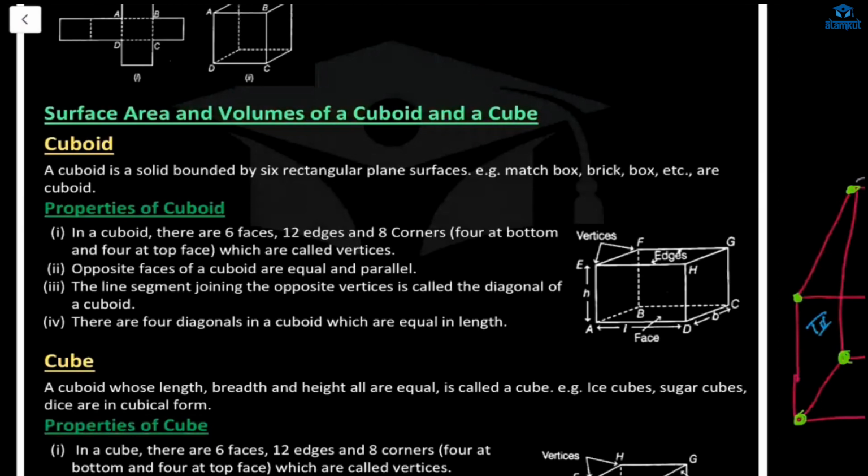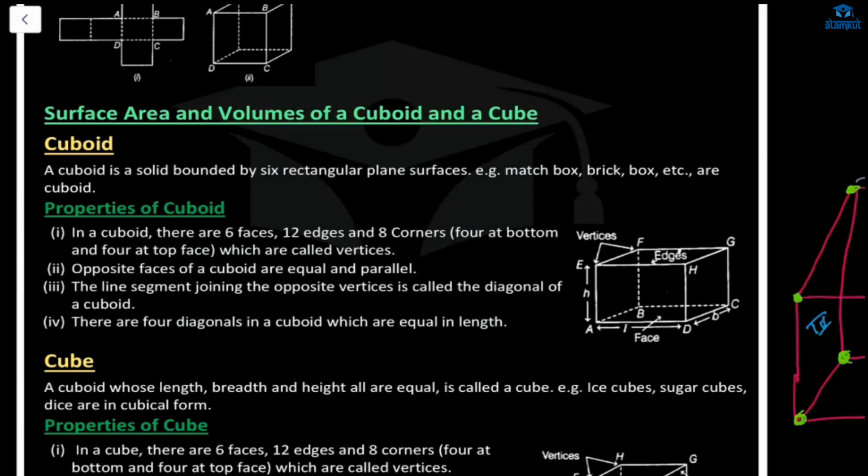Okay, 4 at bottom and 4 at top. These corners you also call vertices. Now, opposite faces of a cuboid are equal and parallel. All the opposite faces of the cuboid are equal and parallel.